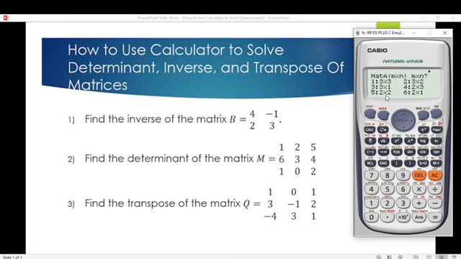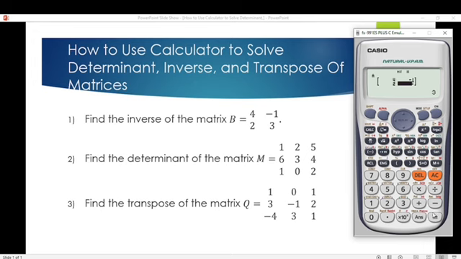Then it's asking us what form of matrix we want to input. Looking at our question, it is a 2x2 matrix, and 2x2 matrix is number 5. So we press on number 5. We input 4, press equal to, -1, equal to, 2, equal to, 3, equal to.